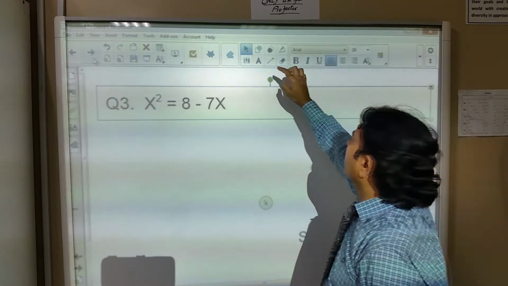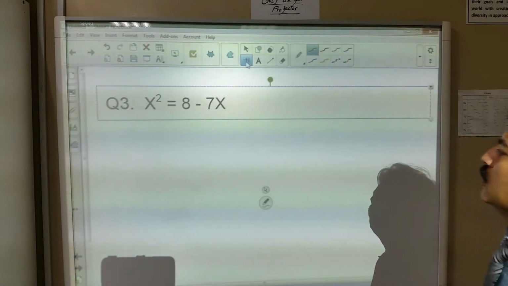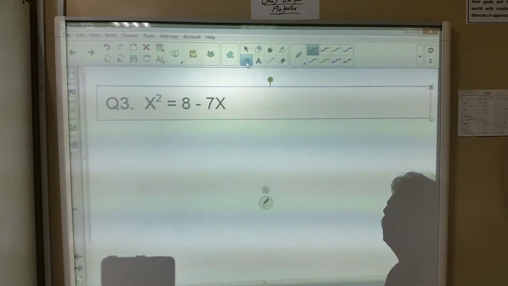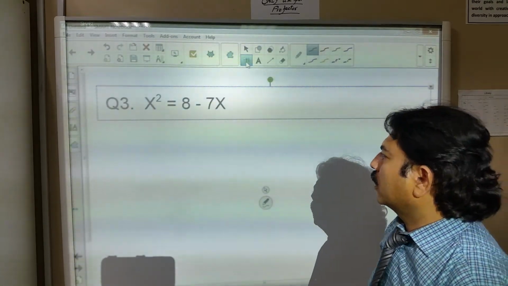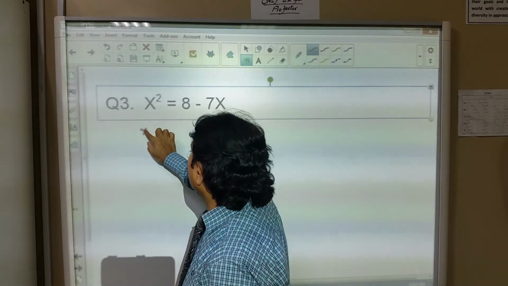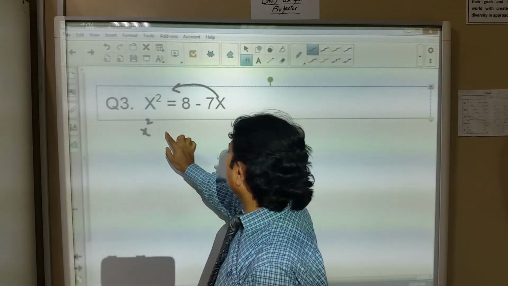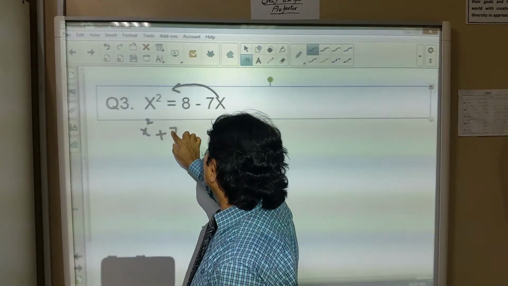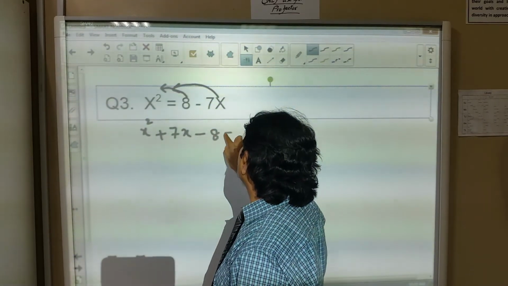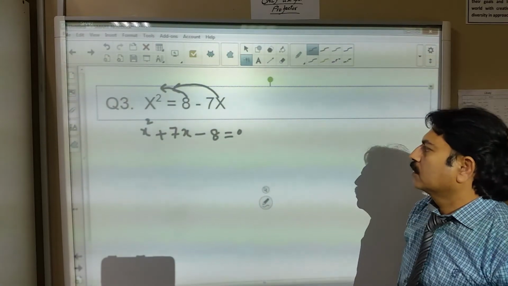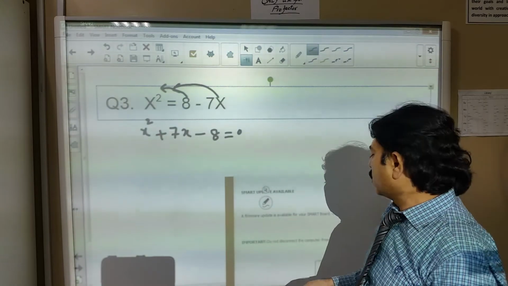If the question is given in this form, x square is equal to 8 minus 7x, first of all you will make it into a proper quadratic equation. So you will write x square, then take this to the left side, so it will be plus 7x, then minus 8 is equal to 0. Now it is in the proper standard form of the quadratic equation.